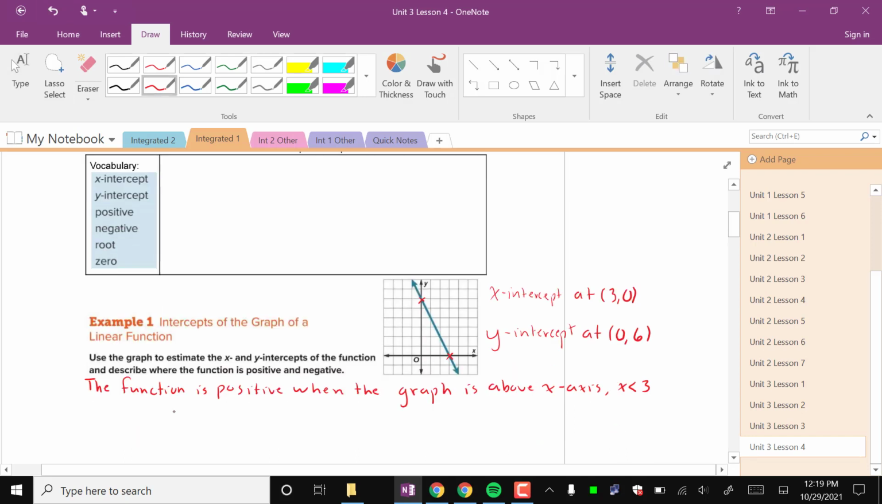And then the function is negative when the graph is below the x-axis, as we said, when x values are greater than 3.